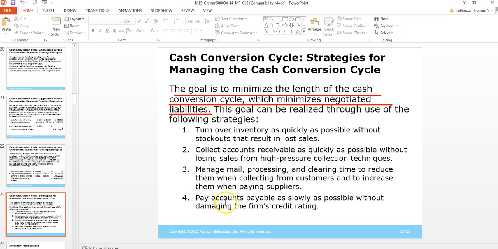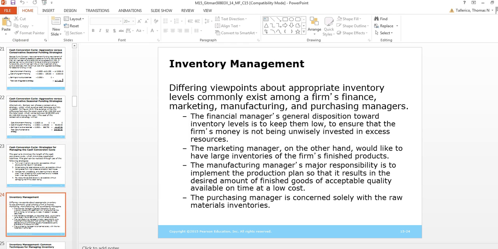In other words, you can be late paying your bills, right? Pay accounts payable as slowly as possible, if you're allowed to, of course. You don't want to get in trouble by not paying your bills, right? So we know that. We don't want to do that. Nobody wants to do that.